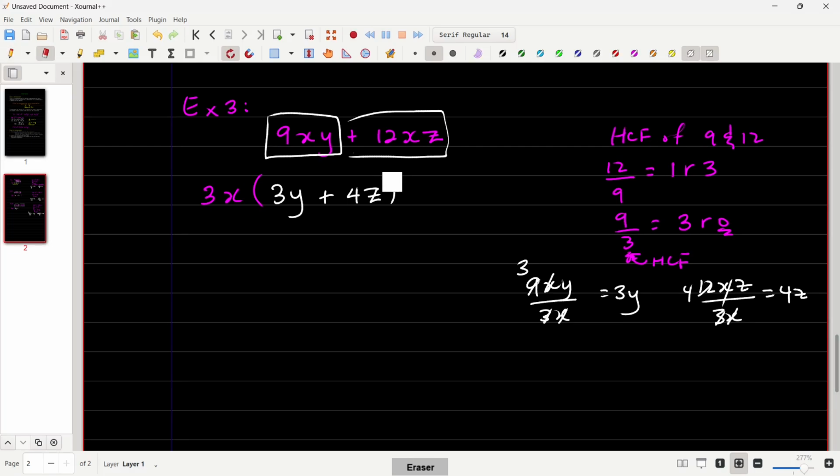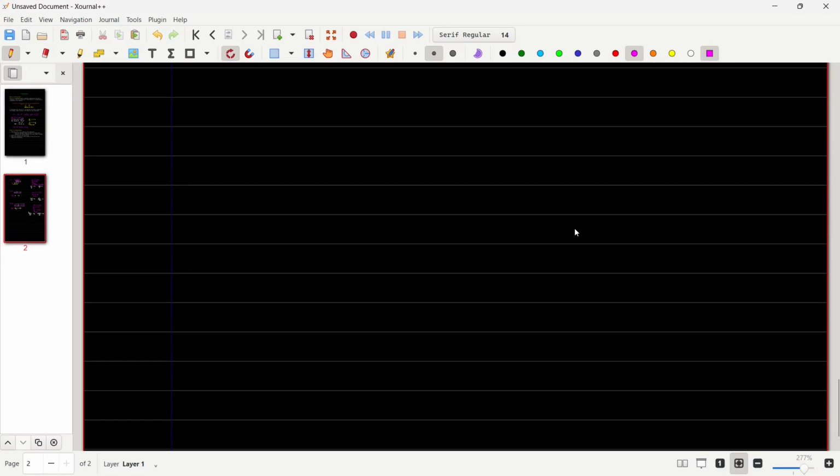Oopsie. We'll just put this in a different color here. All right, and that's the answer for it. Let's go on to another one. So let's say example 4. Let's do something a little bit more difficult or challenging now.